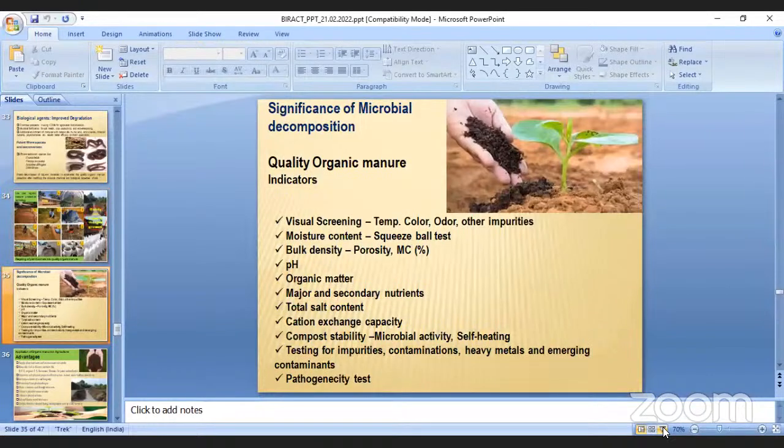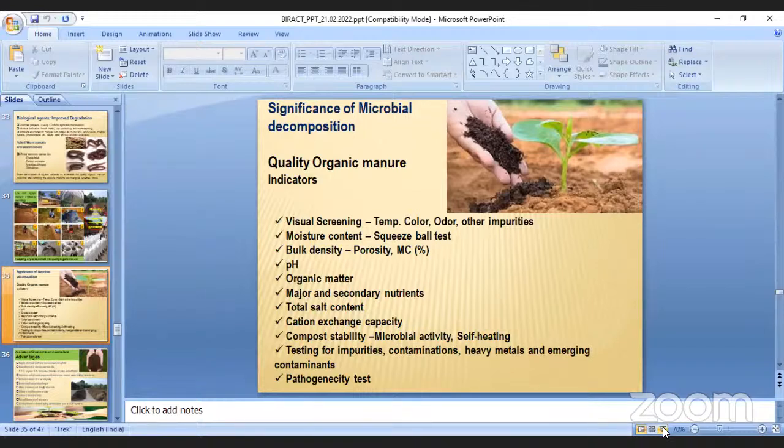And then what is the significance of this microbial decomposition? Microbial decomposition is significant as a sustainable source of biofertilizers. Okay, so this is very significant in the present time. And after composting, you can see the composting activities by visual screening: temperature, normally 60 to 80, 180 degrees centigrade, is essential. And then color, darker in color, odor, okay, then other impurities should not be there.